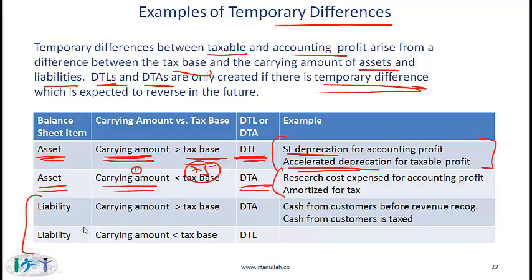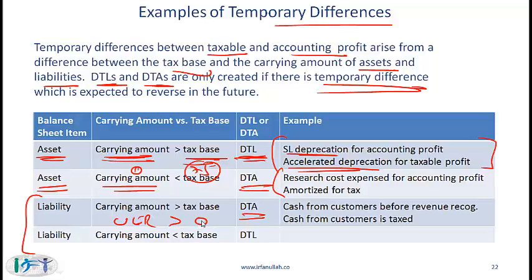Coming now to liabilities, if the carrying amount of a liability is greater than the tax base, then we create a deferred tax asset. And we've also seen this example where cash from customers is received before the revenue is recognized. On the balance sheet, we will create a liability called unearned revenue, and that is going to be greater than the amount on the tax base.